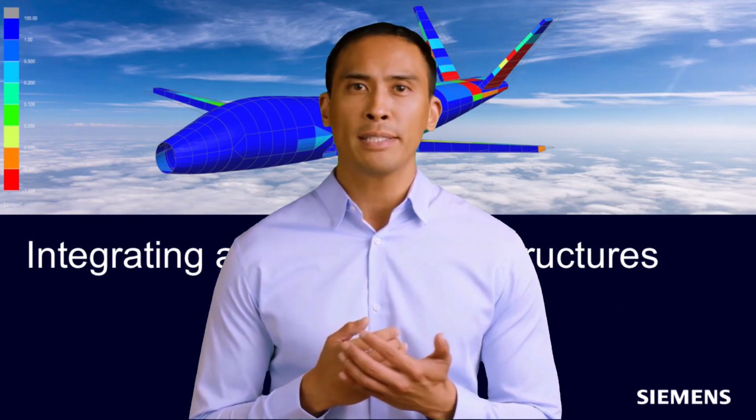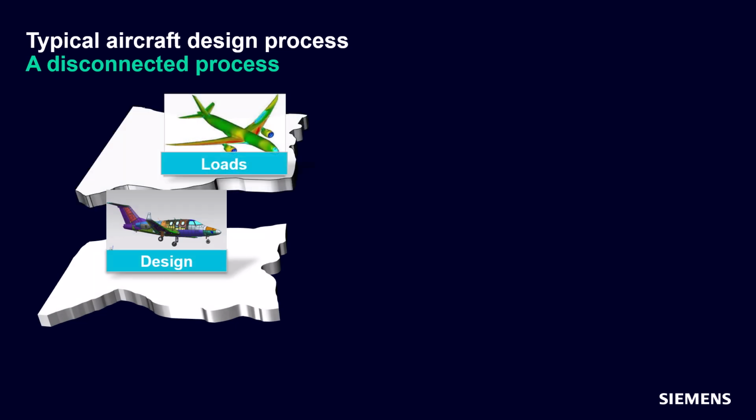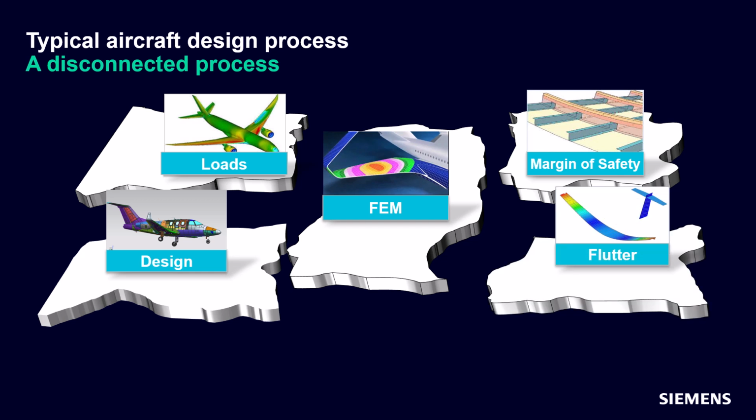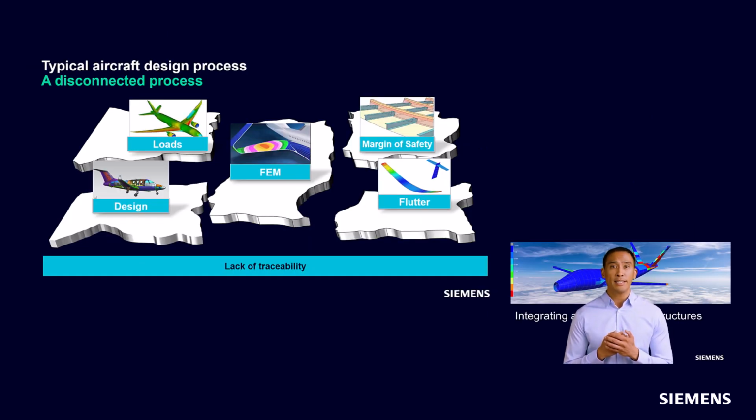A typical aircraft process has mainly 5 different disciplines: design, loads, finite element analysis, margin of safety calculation, and aeroelasticity and flutter analysis. But this current approach to the structural analysis process is a disconnected mix of commercial off-the-shelf and specialized in-house development tools. Data doesn't flow easily between these tools, and data traceability is even harder to manage. So in order to reduce development delays and manage the complexity of airframe engineering and certification, Aerostructure engineers need a more integrated and efficient process.